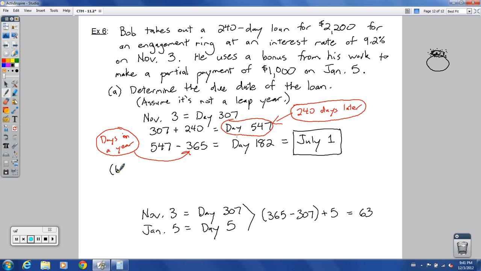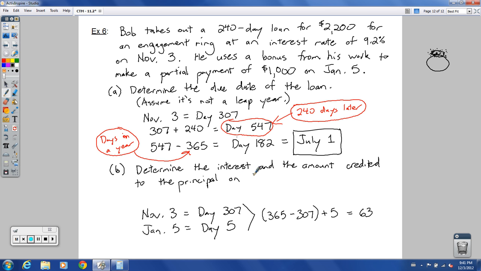Part B now, this might be in almost exactly the right spot right there. So determine, we now know the due date. Now we're going to determine the interest and the amount credited to the principal on January 5. So that is when we made this partial payment.